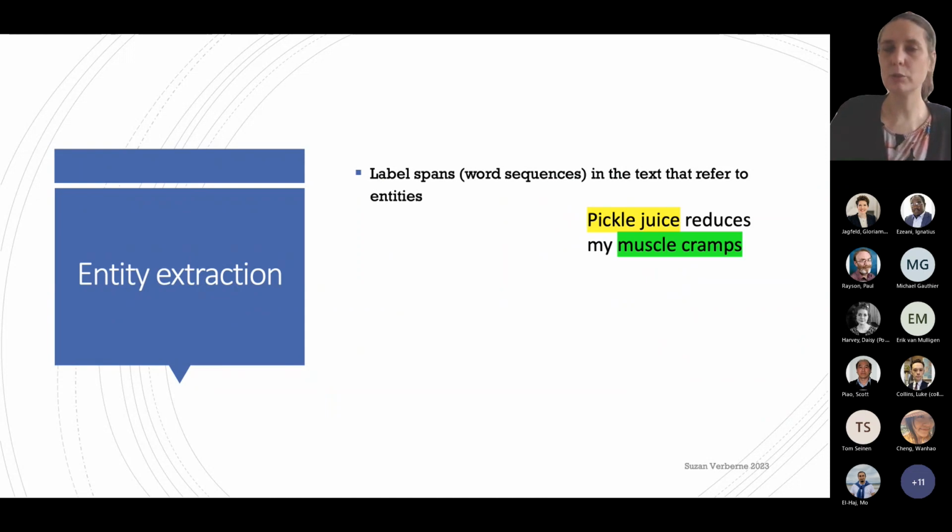So what we need to do is label spans, word sequences in a text that refer to entities. Here is a small sentence: "pickle juice reduces my muscle cramps." In this sentence, the green mark, muscle cramps, could be the side effect, and pickle juice could be a coping strategy.